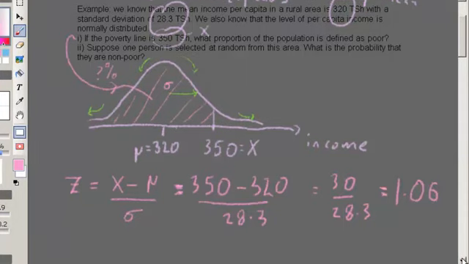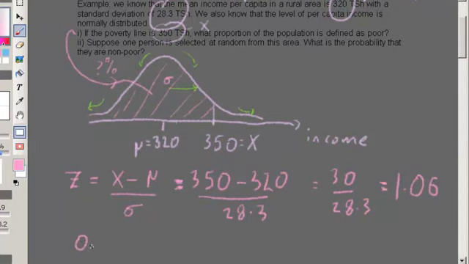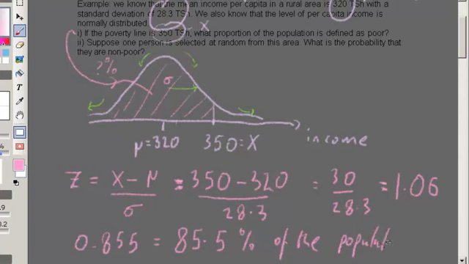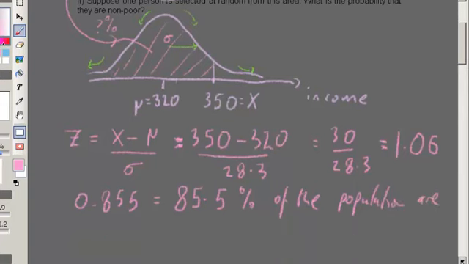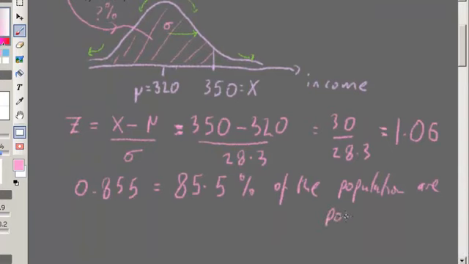So the conclusion for part 1 is that 0.855, which is the same thing as 85.5%, of the population are poor, or defined as poor. And that's part 1.